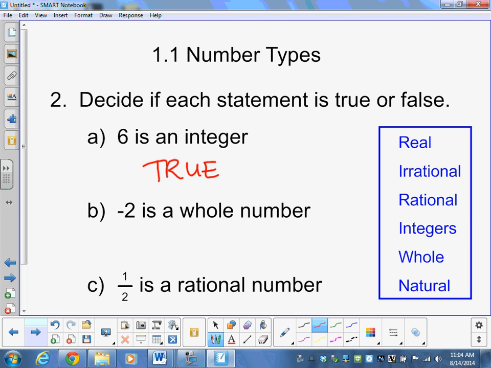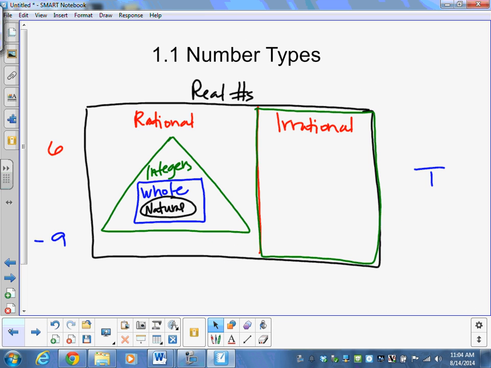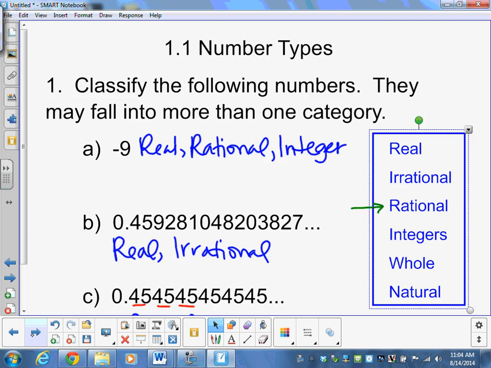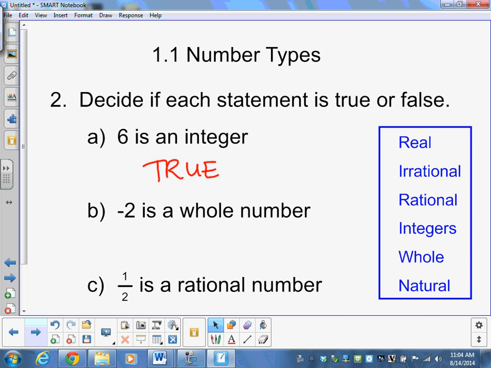-2 is a whole number. We have to decide if that's true or false. If we go to our diagram, -2, again, is on the rational side, because we can make it into a fraction. It's an integer because it's not a fraction or decimal. But whole numbers cannot include negatives. So if we look at this, -2 is a whole number, we would have to say that is false. Negative numbers cannot be whole numbers.